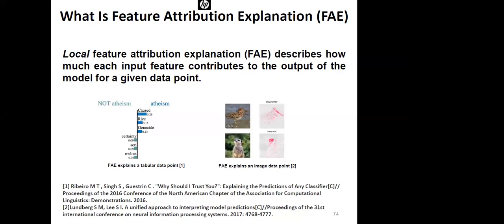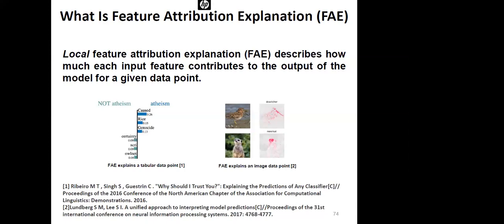Within AI explainability, I pick a simple topic called feature attribution explanation. It's very simple to understand. Let's say I have some kind of machine learning model. I observe its output, and then I want to understand, for this given output and particular set of inputs, how much contribution each input makes to this output. It's called local because I'm looking at each data sample.